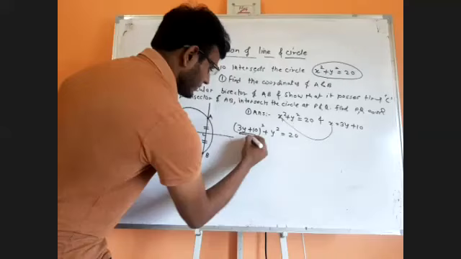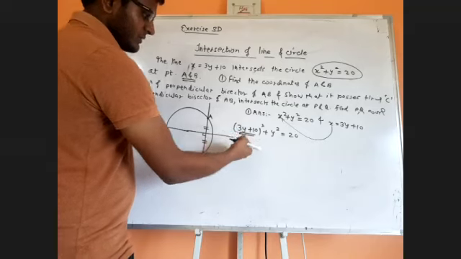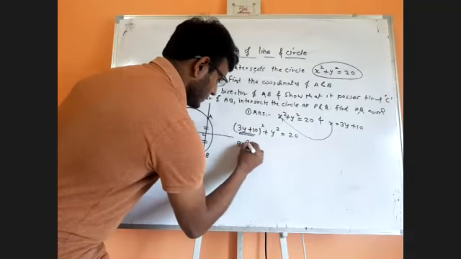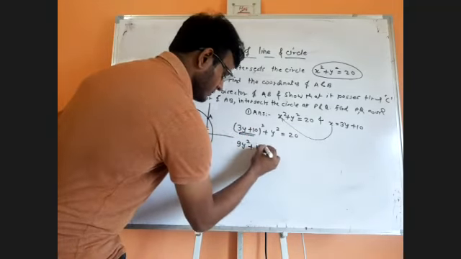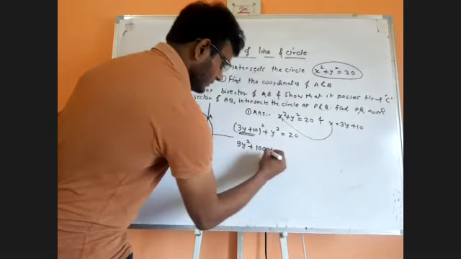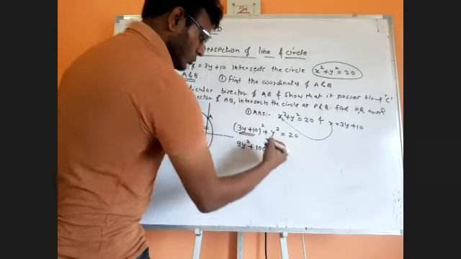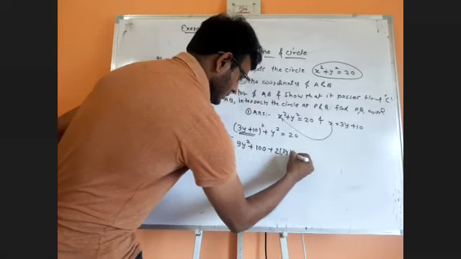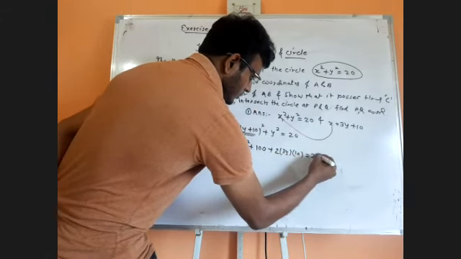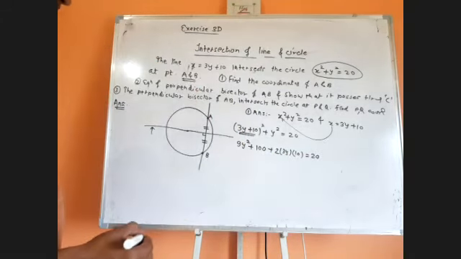This is (a plus b) whole square. (a plus b) whole square is a square plus b square plus 2ab. So a square plus b square means 10 square, which is 100, plus 2 into a into b. So 2 into a into b is equal to 60y. Hopefully you understood it.